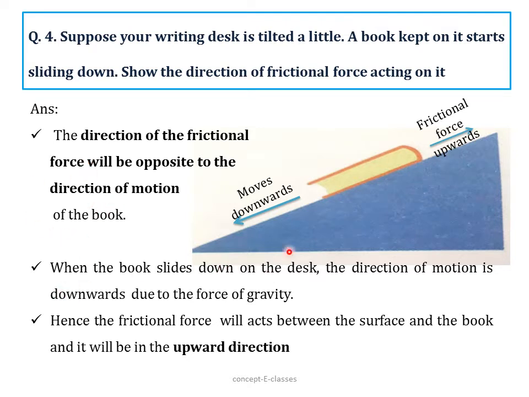And when the book slides down on the desk, why does it slide down? It is due to the force of gravity. The frictional force will act upwards because the motion of the book is downwards, the frictional force would be upwards. And hence the direction of the frictional force would be in the upward direction.